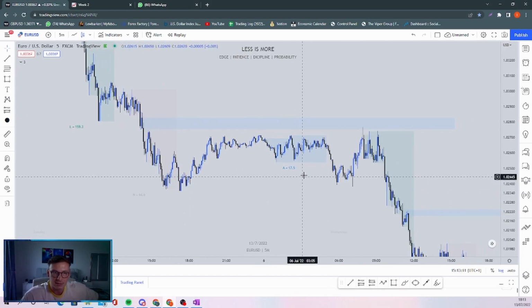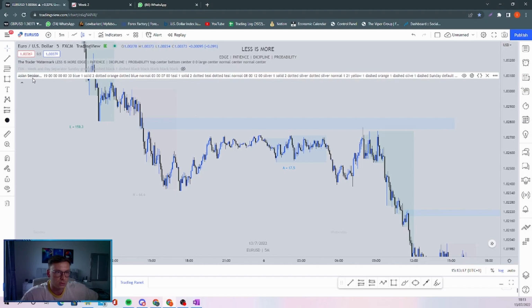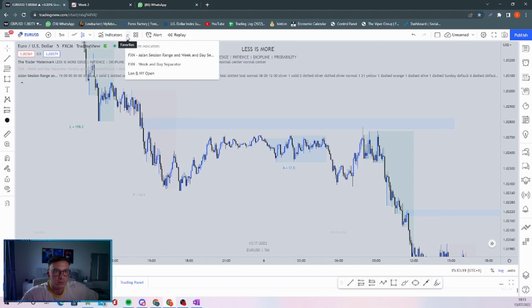I have an indicator that I tend to use just to highlight my session ranges. I'll tell you what it's called. It's called Asian session range. It's on here, this top one. Feel free to write it down, take a screenshot. It's basically called FXN Asian session range day separator, something like that.